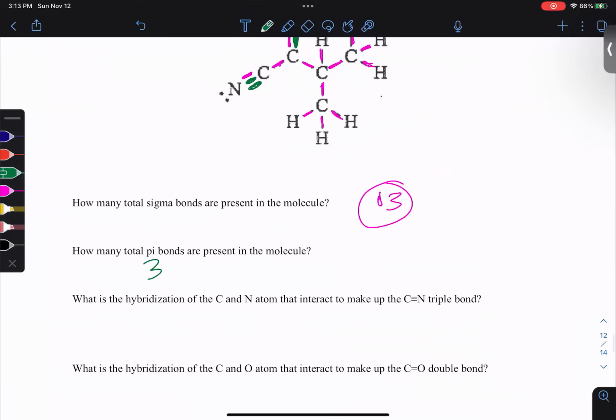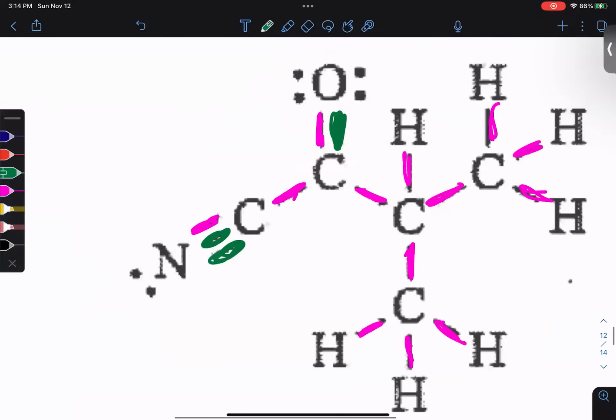Okay. What is the hybridization of the carbon and nitrogen that interact to make up the C-N triple bond? If you just look at the structure, it's asking what is the hybridization of that nitrogen and that carbon. So the nitrogen has how many domains? 2. So it is what hybridization? sp. Carbon has how many domains? 2. So it is sp. Cool.